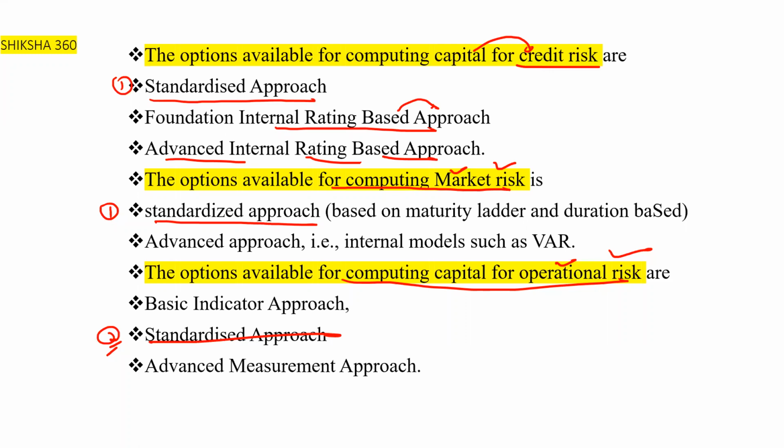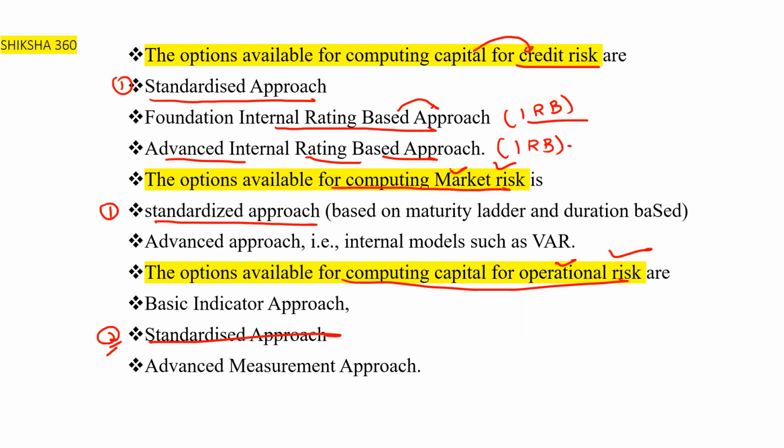So for computing capital for credit risk, we have three options: standardized approach, then foundation IRB. Sometimes in the options they have given foundation IRB approach, advanced IRB approach, internal rating based approach.